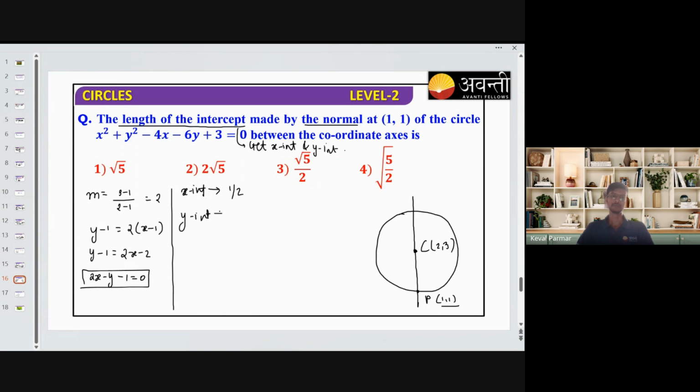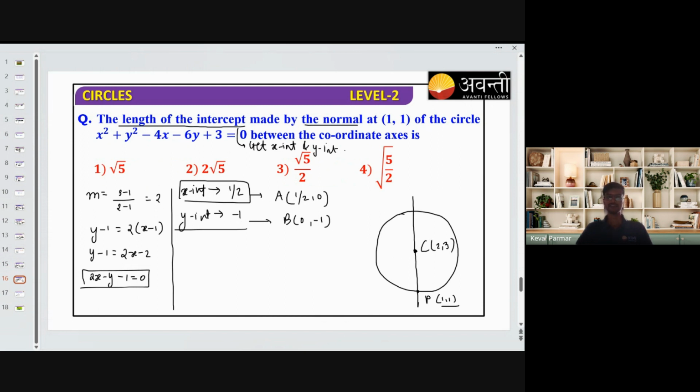Put x equal to 0. I think we'll get minus 1. So that means the x-intercept is half. What does this mean? The coordinate of the point will be (half, 0). The y-intercept is minus 1. What does this mean? The coordinate of the point is (0, minus 1).